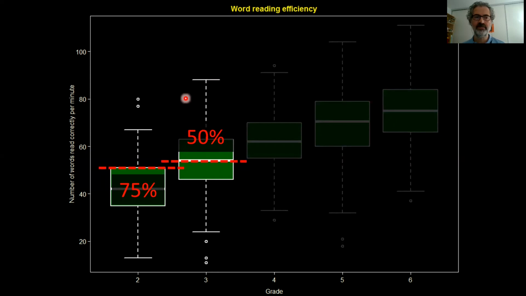So this is a substantial difference in proportions, which is consistent with the relationship among these two variables. It means that you can use one to predict the other. And this looks like a clear difference between grades 2 and 3.